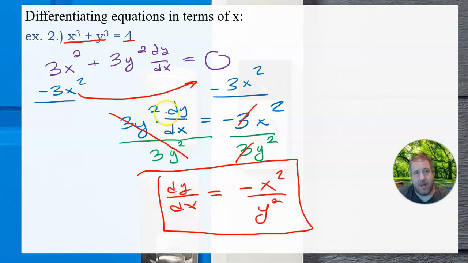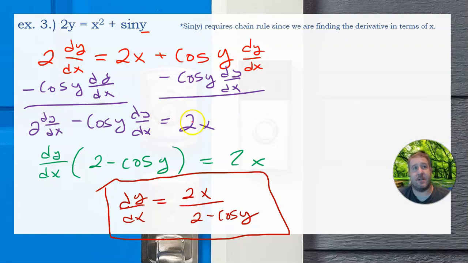That gave me this. I want to get dy/dx. I want to get this by itself, so I'm going to divide both sides by 3y squared. I'm really just using my Algebra 1 skills here to solve an equation. Once I get dy/dx, the 3's cancel out, and boom, there is the derivative of y with respect to x. The derivative of y with respect to x is negative x squared over y squared. That's how the derivative would change over time.